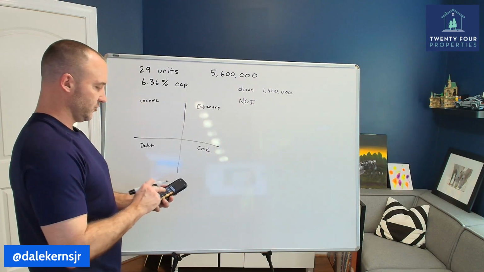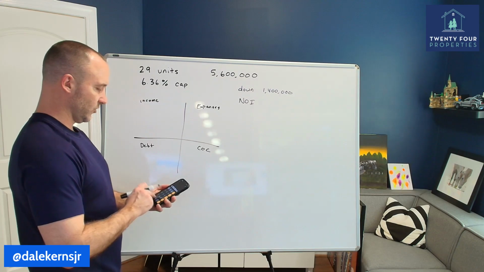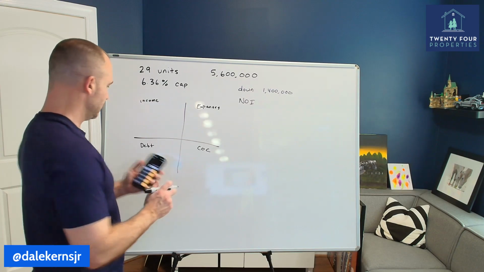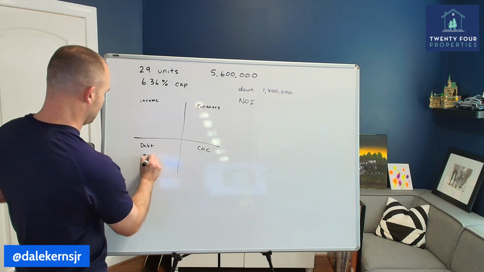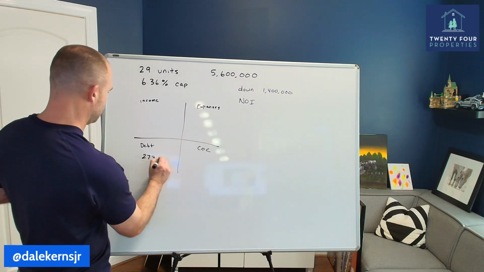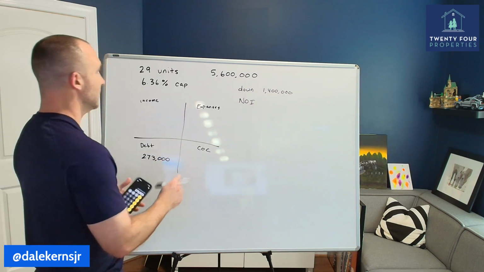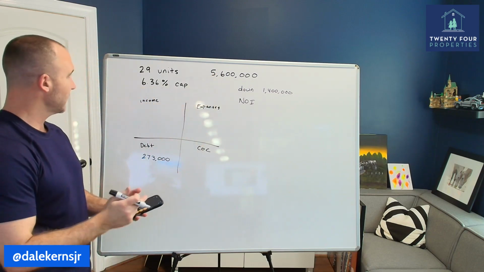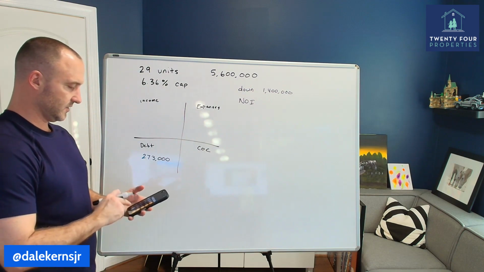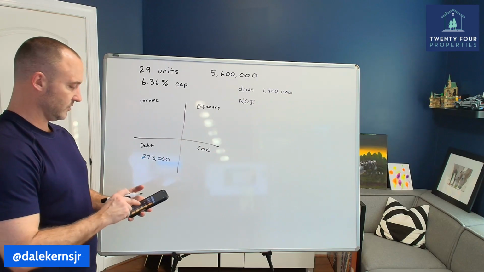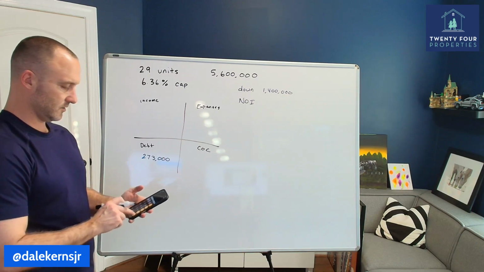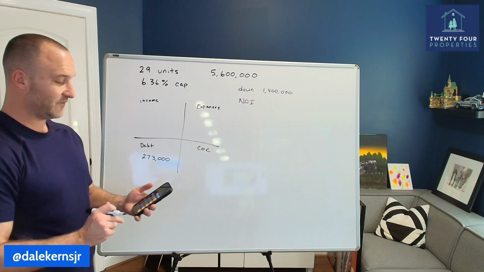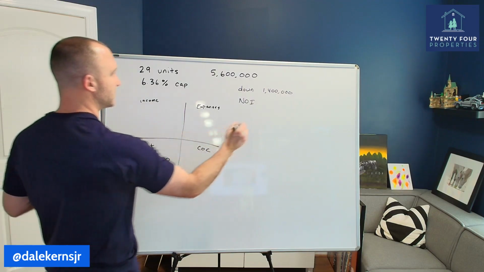Is 4.2 million left over, divided by 0.065. Our debt is going to be 273,000. So if we take this purchase price times the cap rate, we're going to know right away if this is a deal or not. Times 0.0636, 356 NOI.